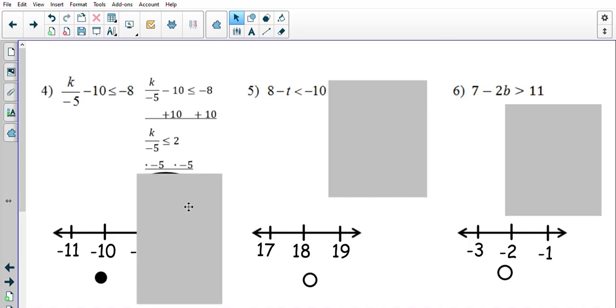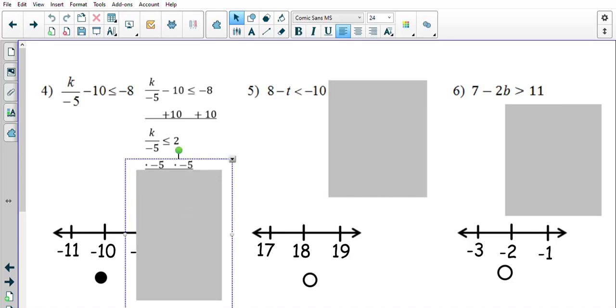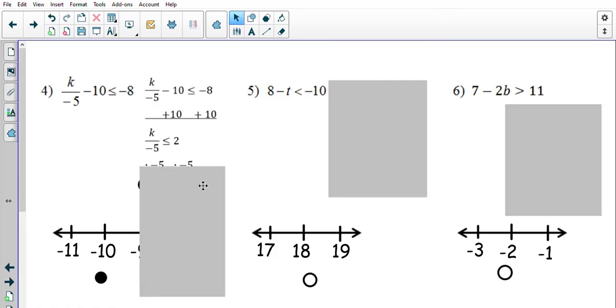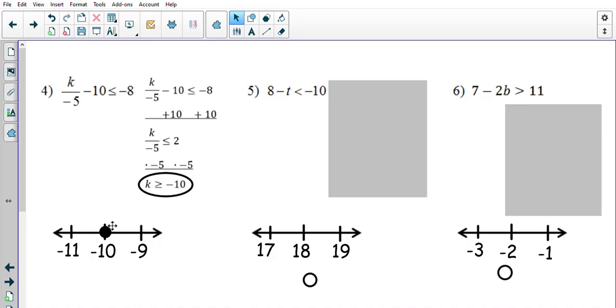Now let's multiply both sides by negative 5. But remember, when we multiply or divide both sides of an inequality by a negative, we need to flip the inequality symbol around. So the less than or equal to symbol becomes the greater than or equal to symbol. Again, that's anytime we multiply or divide both sides of an inequality by a negative. We are going to put a closed circle here at negative 10 since it's greater than or equal to. And since it's greater than or equal to, we are going to be shading to the right. So let's go ahead and shade to the right here, get that thicker line.